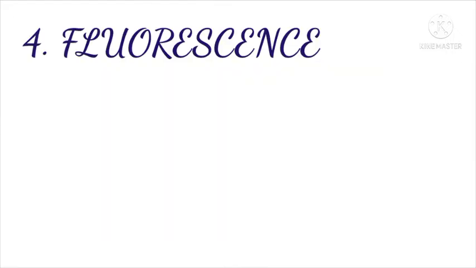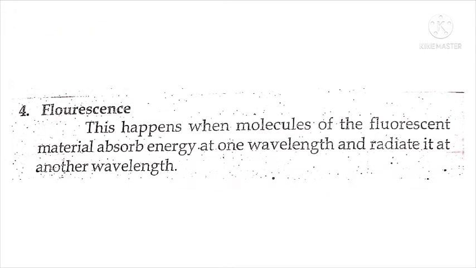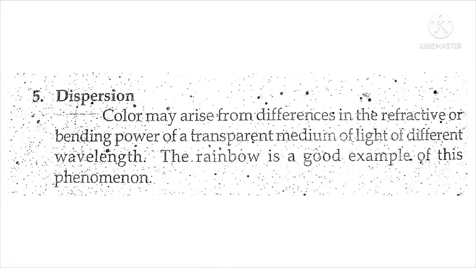Number 4. Fluorescence. This happens when molecules of fluorescent materials absorb energy at one wavelength and radiate it at another wavelength. Number 5. Dispersion. Color may arise from differences in the refractive or bending power of a transparent medium for light of different wavelengths. The rainbow is a good example of this phenomenon.